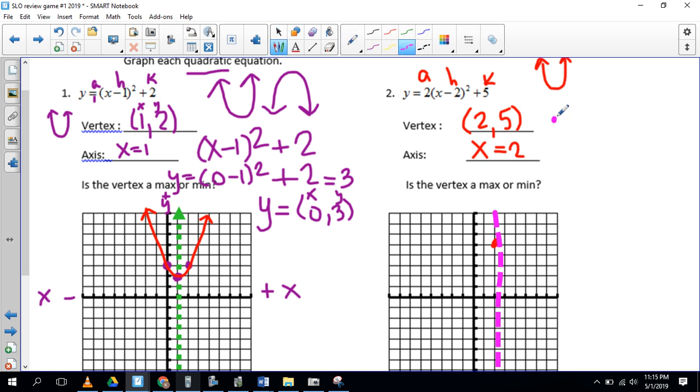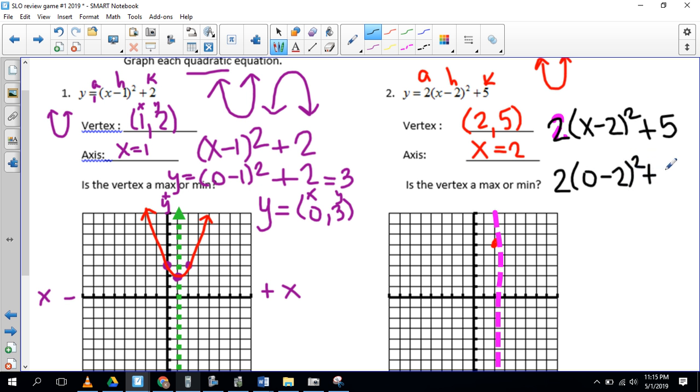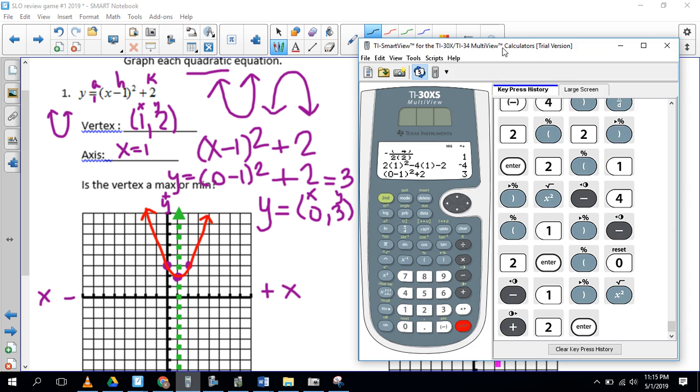So what I'm going to do is take my equation. Sorry, I need my pen. Take my equation, 2 parentheses, x minus 2 squared plus 5. And I'm going to plug in 0 for x so I can get my y. So 2 parentheses, 0 minus 2 squared plus 5. And let's see what we get. Let me pull up my calculator.